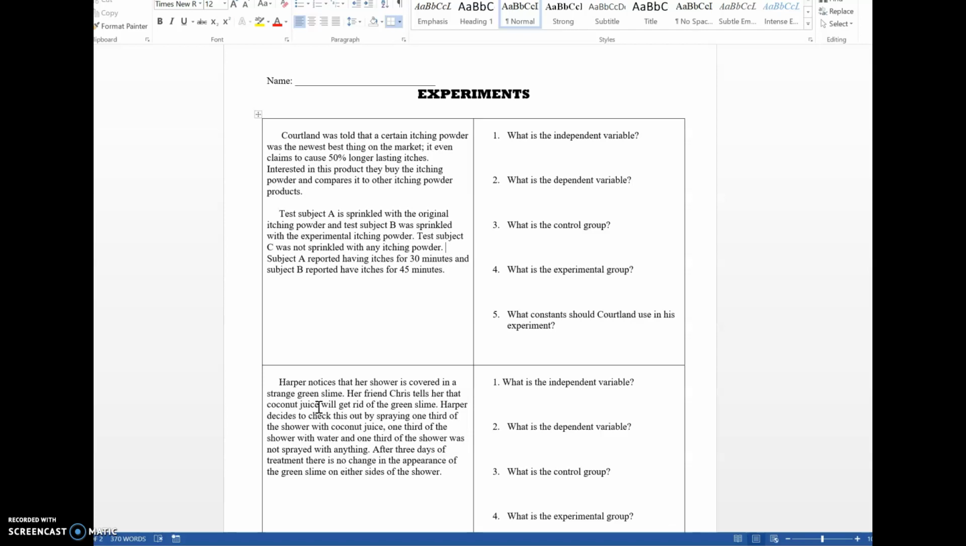You kind of never know whether you were given the sugar pill, or maybe you're given an injection that had nothing in it. You don't know that. So that's why C is removed from this equation. What constant should Cortland use in his experiment?